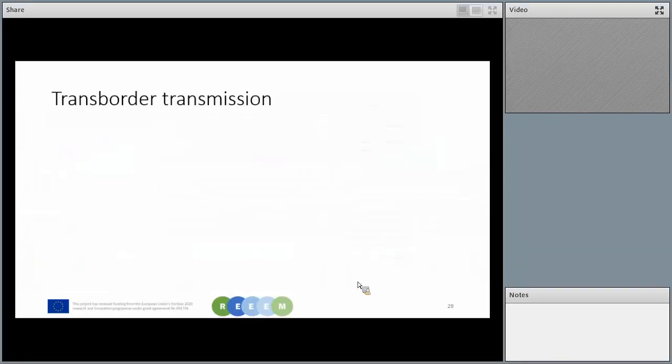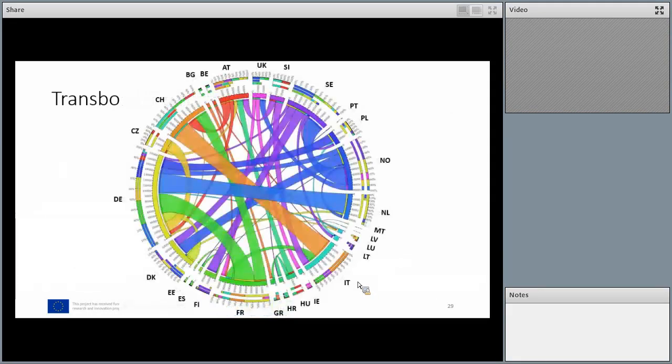Let's have a look at the transborder transmission in the model. In this graphic, we have all the modeled countries and their flows of electricity between each other. Starting at the top, we have Austria, and then counterclockwise, the countries are ordered alphabetically until we end up with the UK right next to Austria.